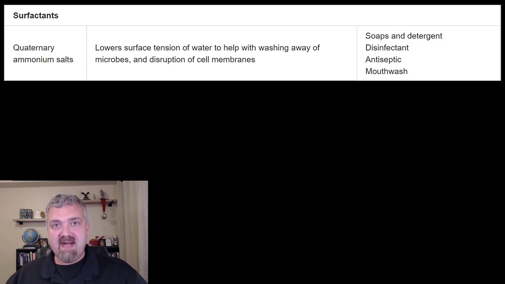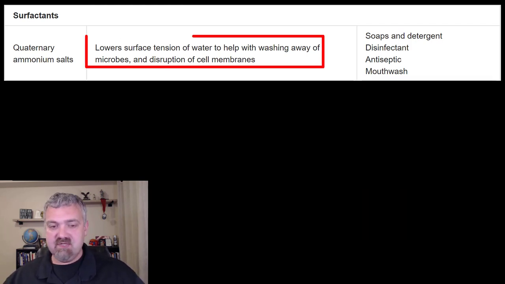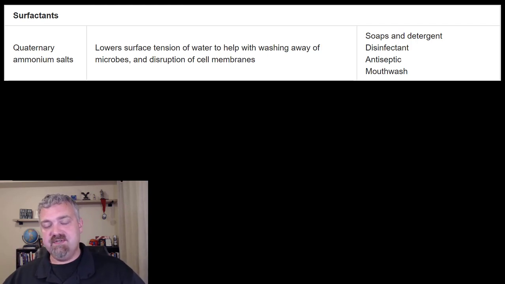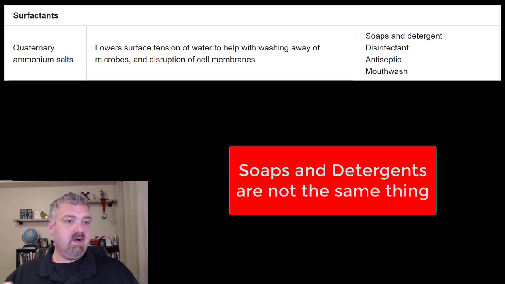So first, surfactants. What they do is they lower surface tension, just like the surfactant in your lungs does. They are the major ingredients in both soaps and detergents. I actually didn't know this until not too long ago, but soaps and detergents are different. Soaps are natural. They're a byproduct of fats.